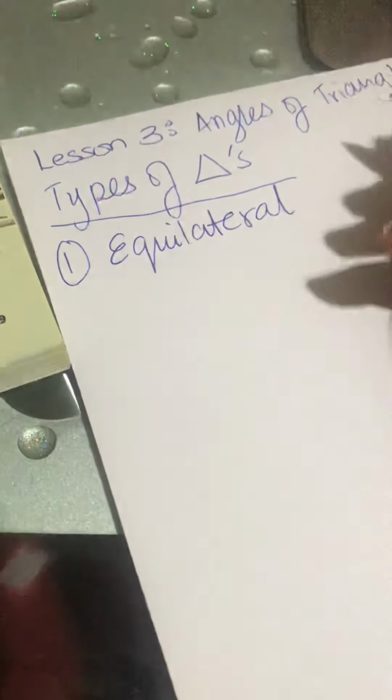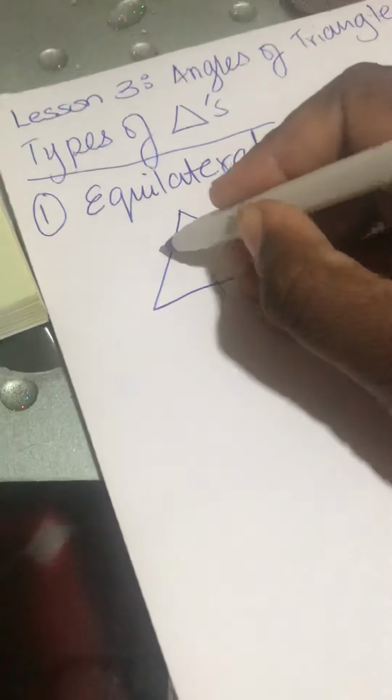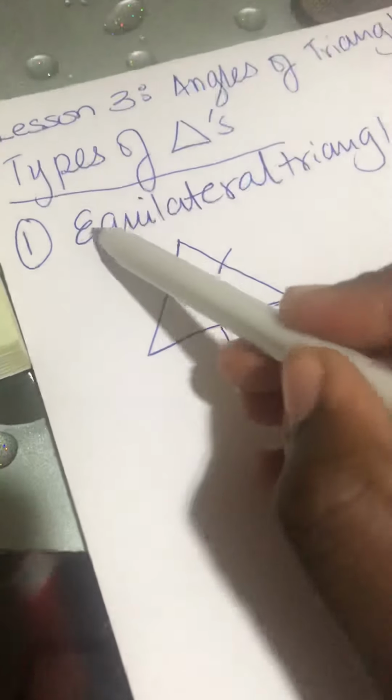I hate writing the word, so I'm just going to draw this. So the first one, equilateral. Equilateral triangle. Okay, and you draw it using a ruler. Please don't draw like me. Put a line here, put a line here, put a line here.